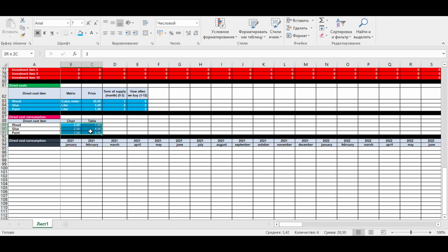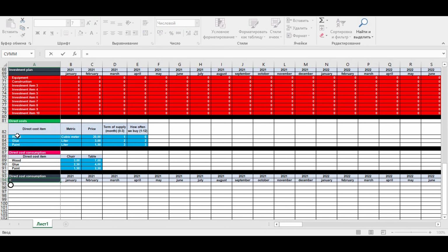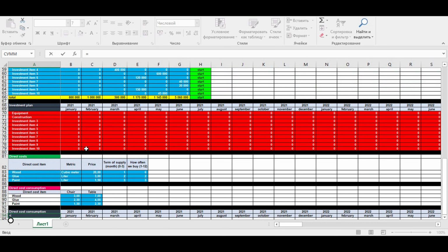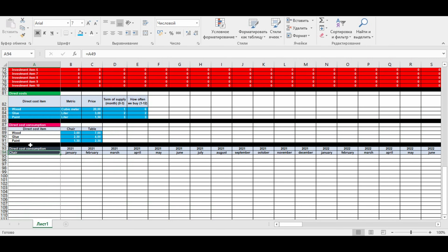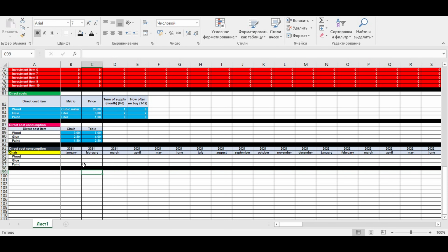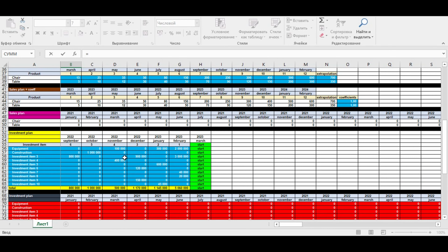So here are natural metrics. This is very important. Here we put all natural metrics, and here we put the name of the revenue item. Now we go to the sales plan.